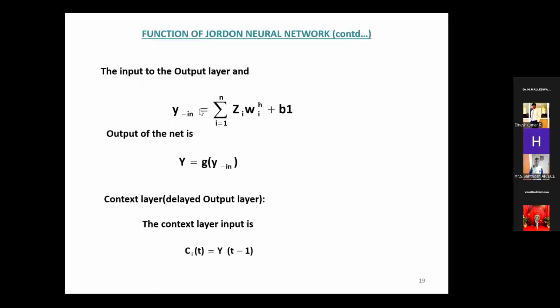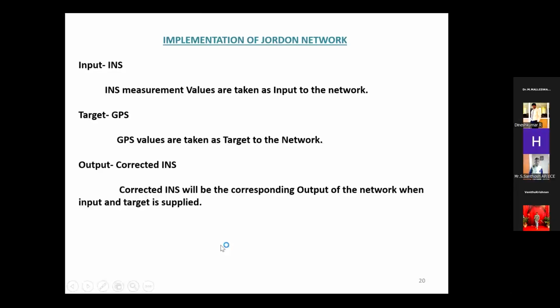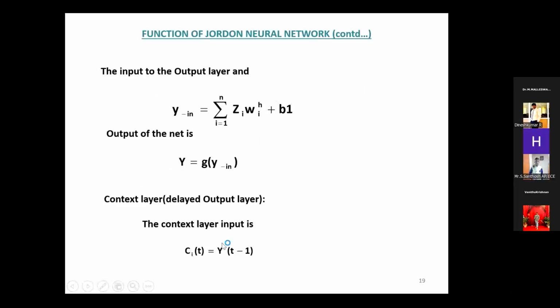Okay. Now again, the output layer values are coming from your hidden layer values plus the bias. Now the output of the net is y = g(y_in). Now the context layer is a delayed output layer, where the context layer input is c(t) = y(t-1) because of the delay, right? These values are taken as a mathematical representation of recurrent neural networks of Jordan type.